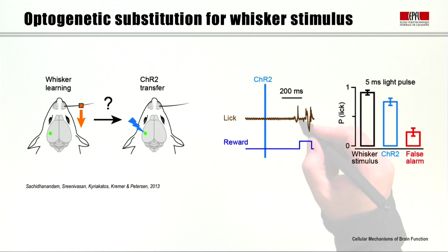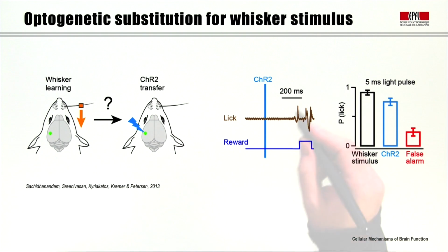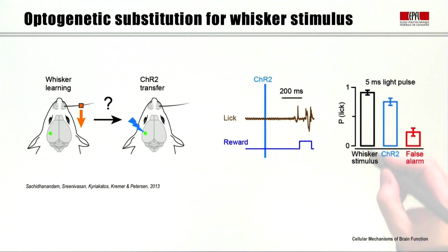Here's what we're seeing on the piezo trace. The animal's tongue contacts the spout. Here we open the valve, and the animal is now enjoying its reward. This turned out to be a robust phenomenon where we could replace the sensory peripheral stimulus of whisker with a light stimulation directed at the neocortex. And so we can directly replace sensory stimuli at the periphery by internal stimulation of neurons in the neocortex.